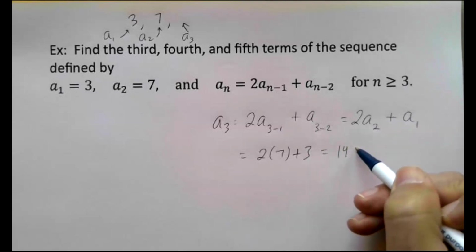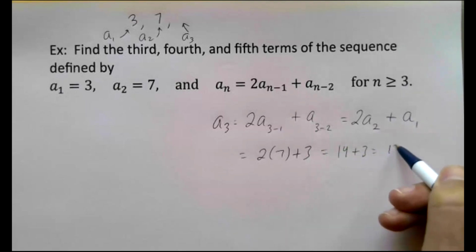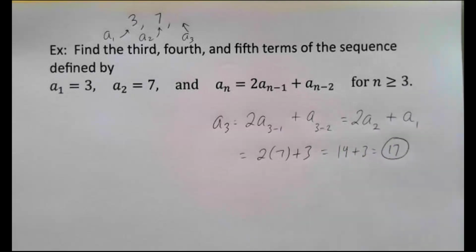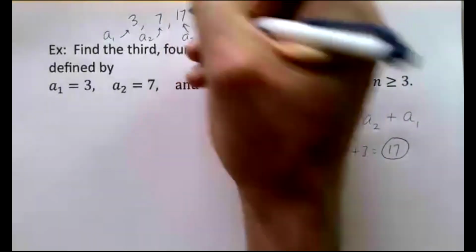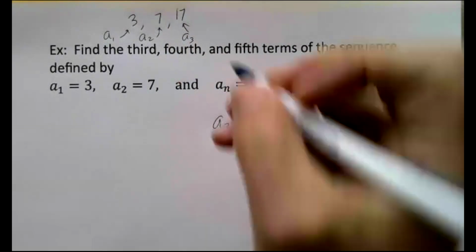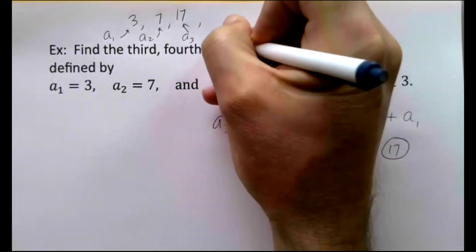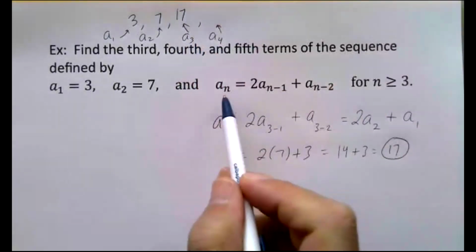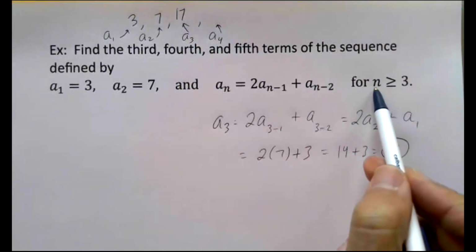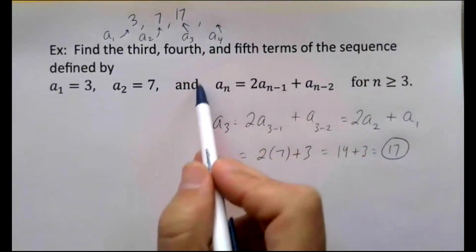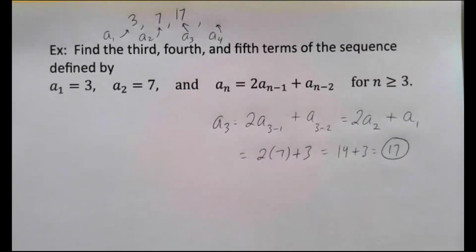2 times 7 is 14. 14 plus 3 is 17. The third term of my sequence would be 17. What would the fourth term of my sequence be? I don't know. But we gotta follow this formula because 4 is greater than or equal to 3, so we gotta use this formula here.